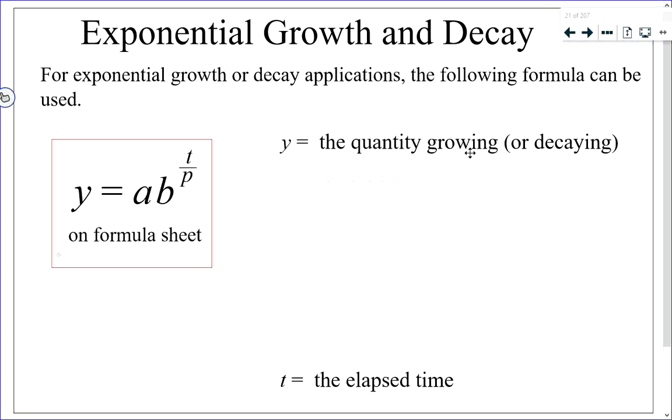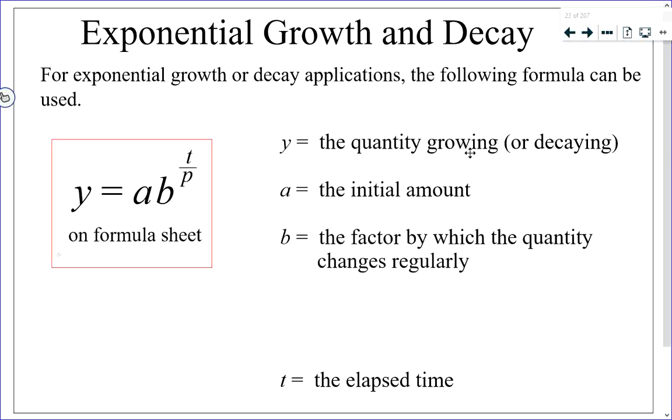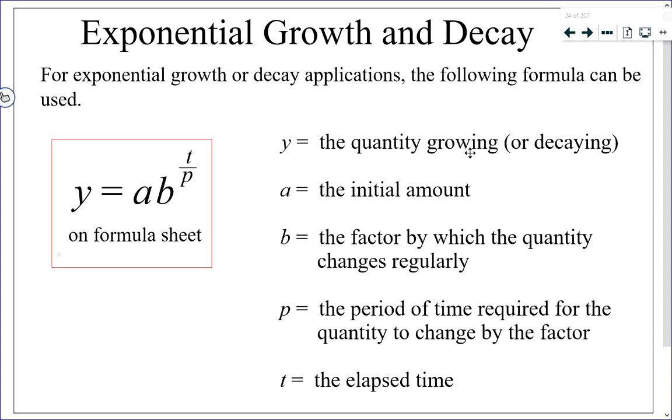a, b, and p are parameters. a is the initial amount of whatever is growing or decaying. b is the factor by which things change regularly. It's what the quantity is being multiplied by at regular intervals. And p is the length of time in between applications of that factor. How long it takes until that factor gets applied again.